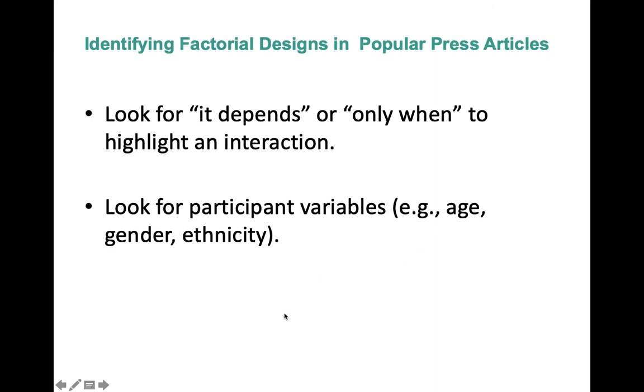Does the effect of quality of a resume in terms of getting hired depend on one's gender? Does the relationship between SAT scores and GPA depend on the ethnicity of the student? So these are really participant variables that would be moderators of effects, and these would signal whether a factorial design has been used.